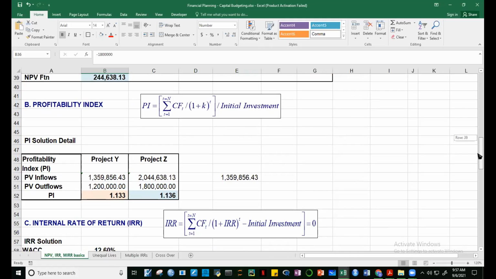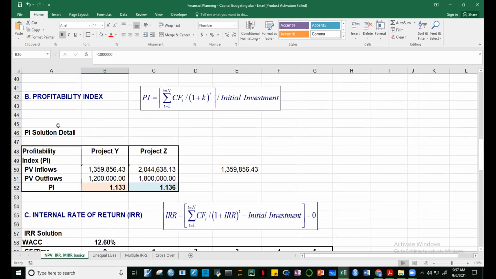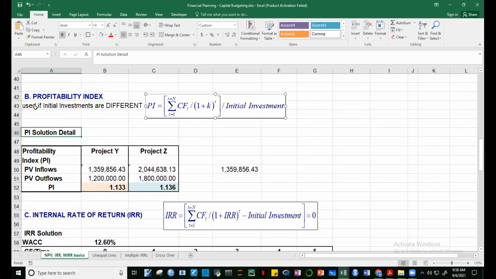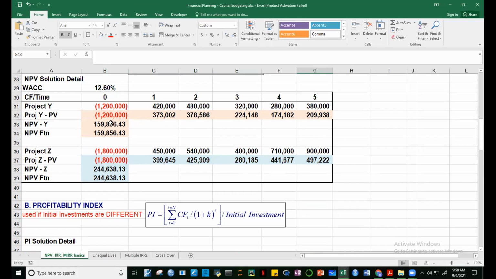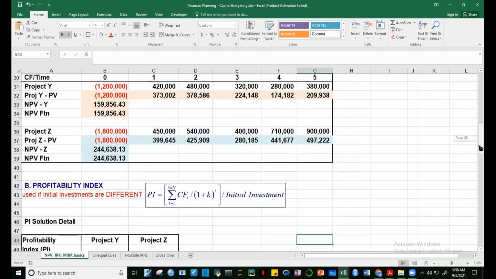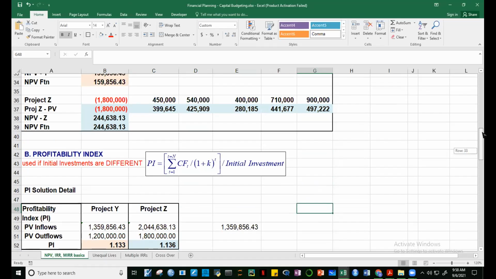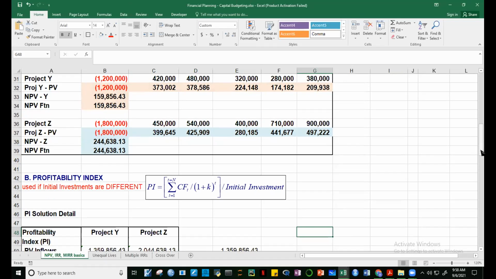Okay, clear yun, guys? Ginagamit lang natin si profitability index if the initial investments are different. Okay, I hope that's clear, guys. No? Ginagamit lang natin yung profitability index kung magkaiba yung initial investment natin, as in this case. If they're the same, no need for the profitability index. Okay, so here we can say that project Z is better. Okay, both in the NPV and in the profitability index.